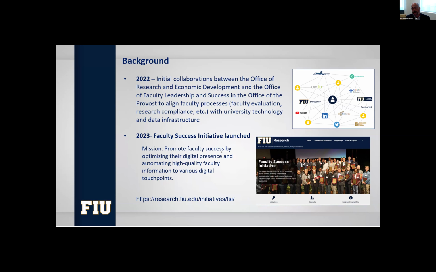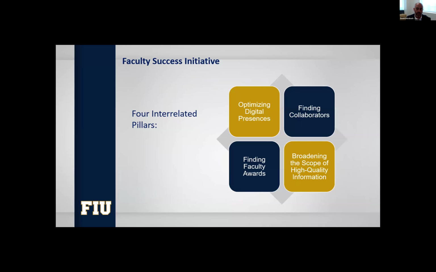As we started working, we formalized the initiative into what we call a Faculty Success Initiative. I work in the Office of Research. She works in the Provost Office. And we've been partnering with different entities across the institution, across the colleges, to implement what we're talking about.